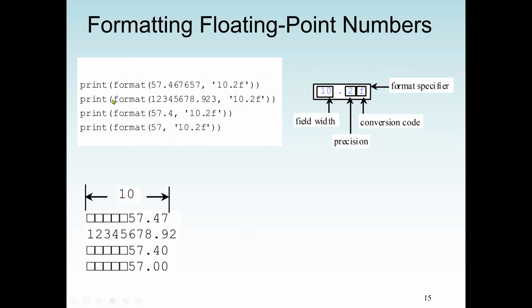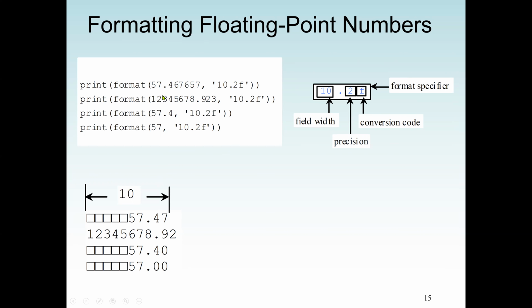In this example, we use the print method to print something on our screen, but we call the format method. The arguments of the format method have the value that we want to format, and then the type of format we want. Here we have 10.2F, which means we are going to have up to 10 character spaces, then 2 decimal places. F means float, so 2 decimal places. So the answer is somewhere here.